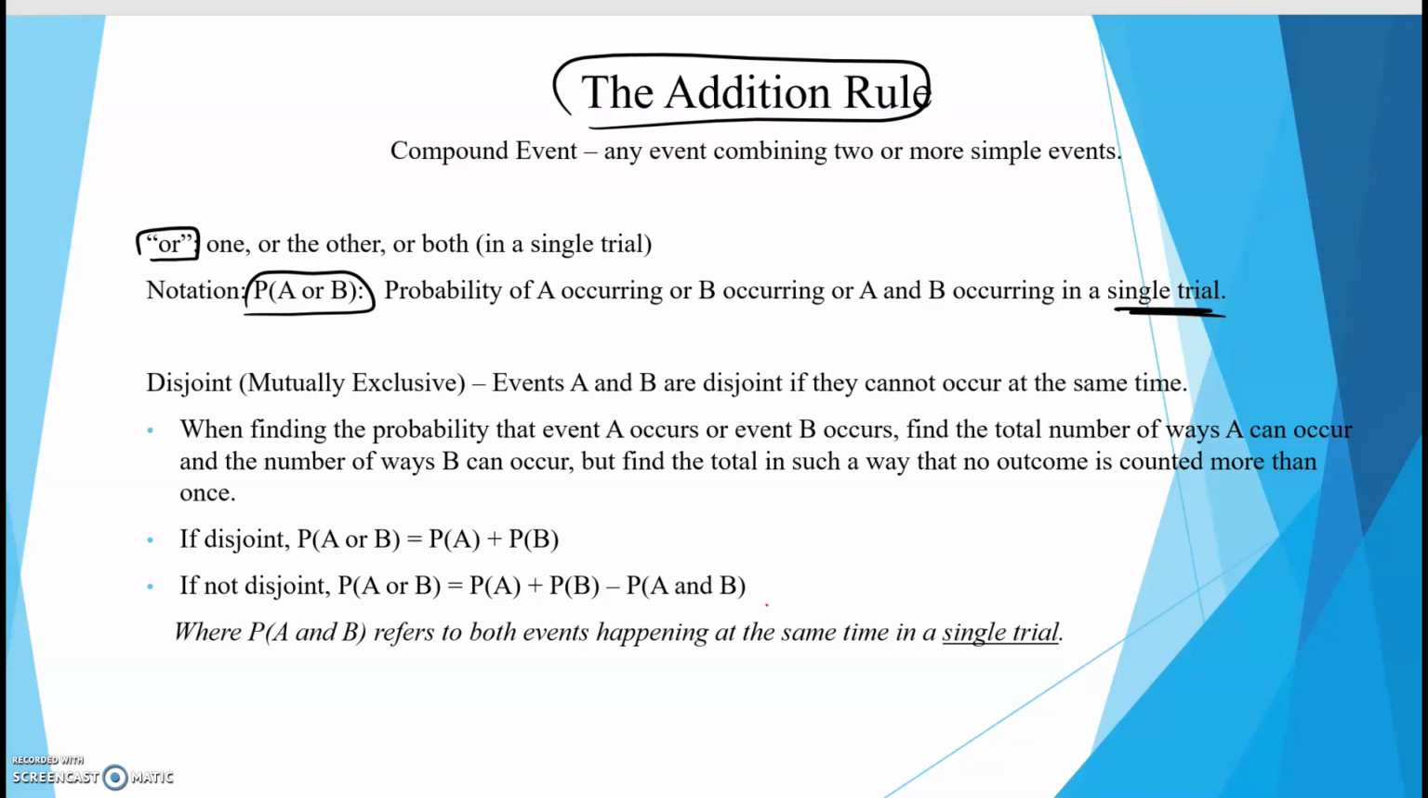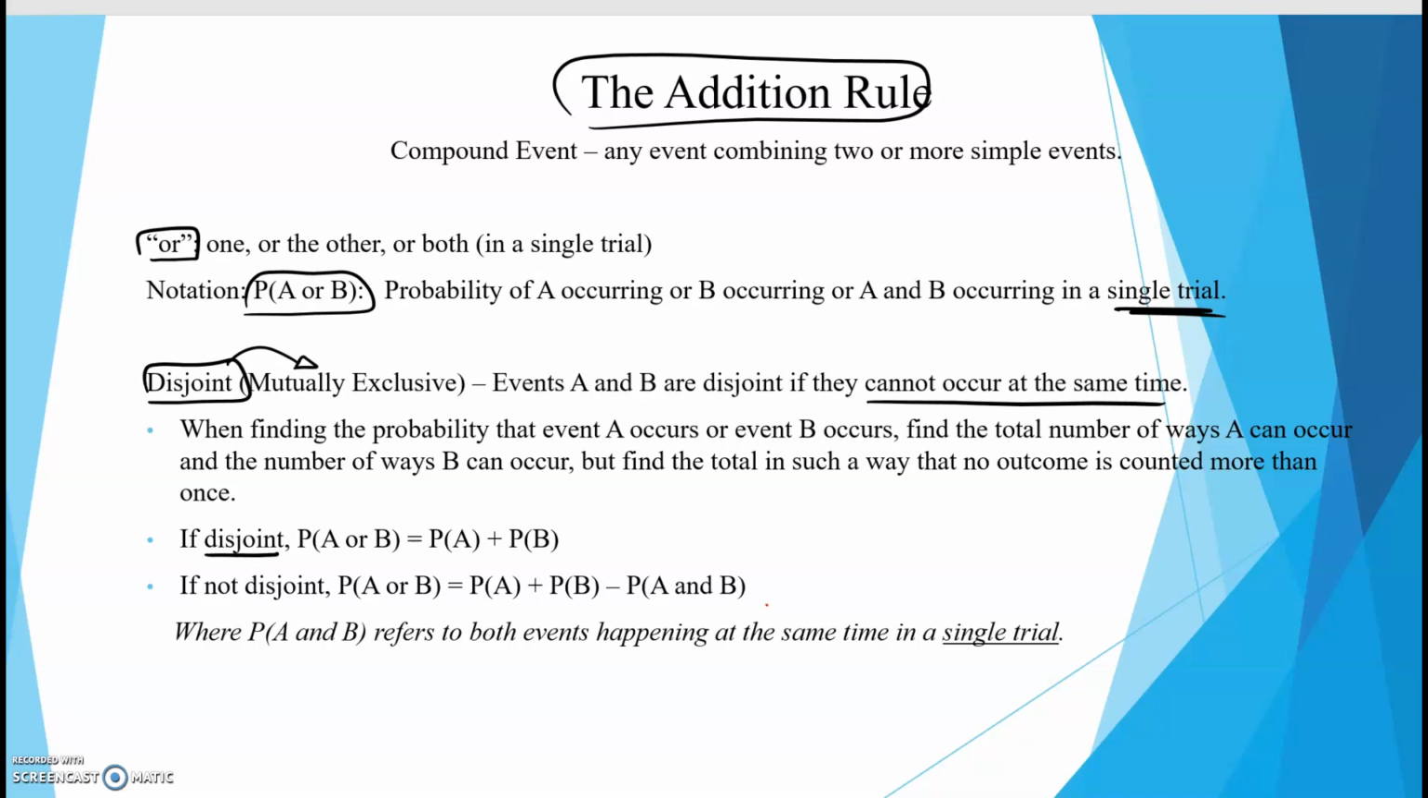Now, last time we learned about mutually exclusive events. Another way of saying mutually exclusive is disjoint. These two things mean the exact same thing. So remember, these two things cannot occur at the same time if they are disjoint from each other. So we've got two cases, whether you have disjoint events or not disjoint events. So that's going to change our formula just a little bit.